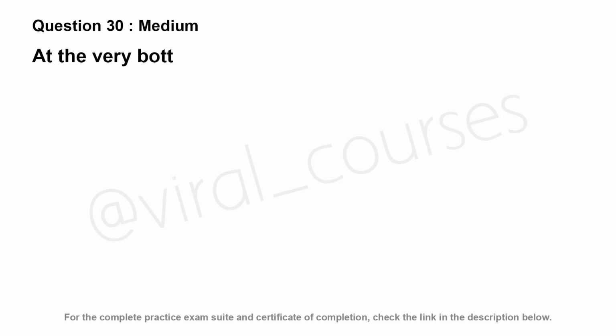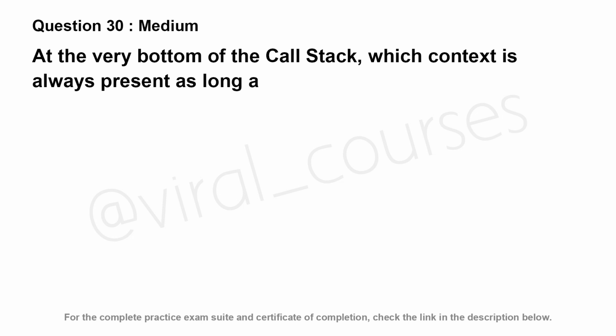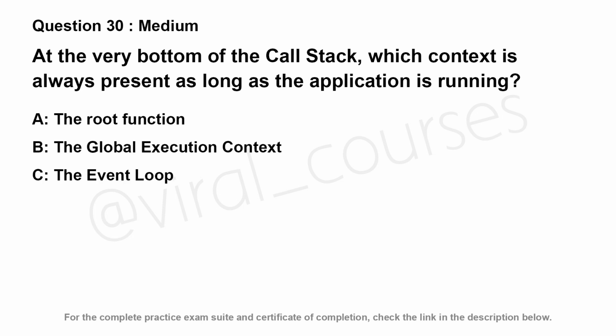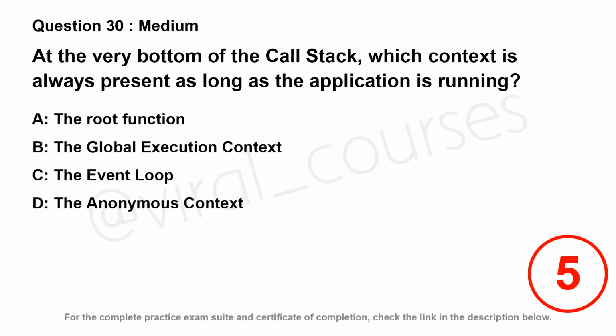At the very bottom of the call stack. Which context is always present as long as the application is running? Option A. The root function. Option B. The global execution context. Option C. The event loop. Option D. The anonymous context.